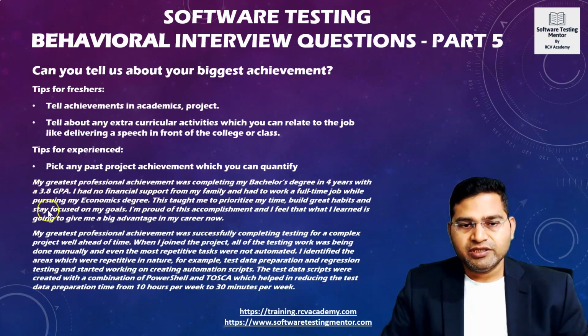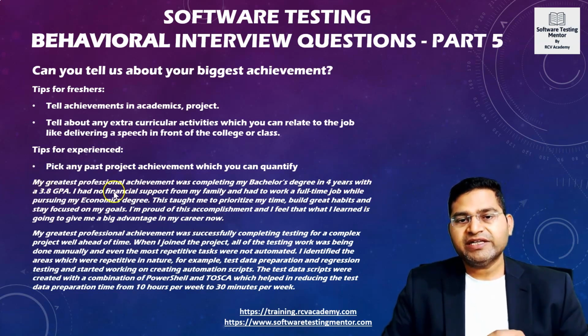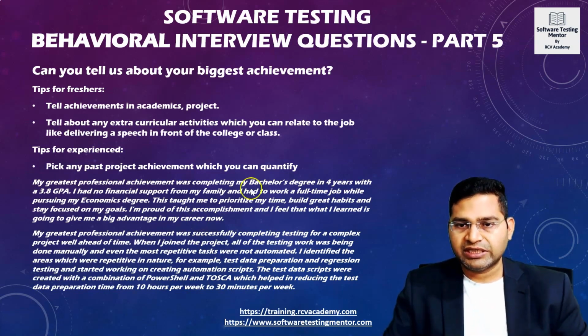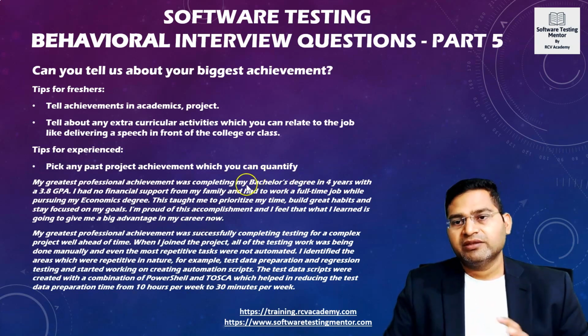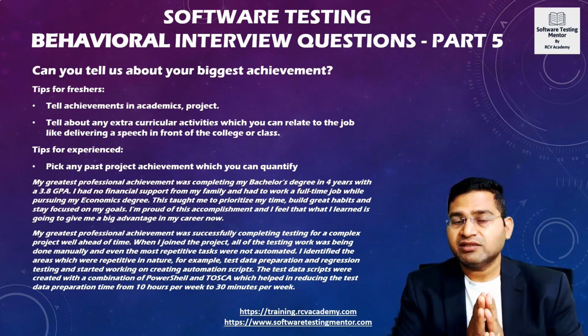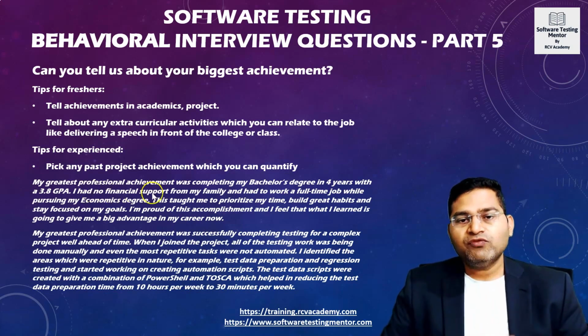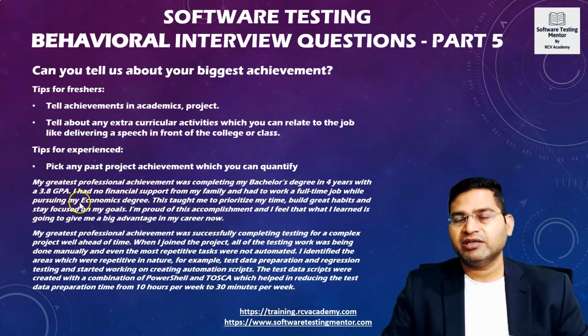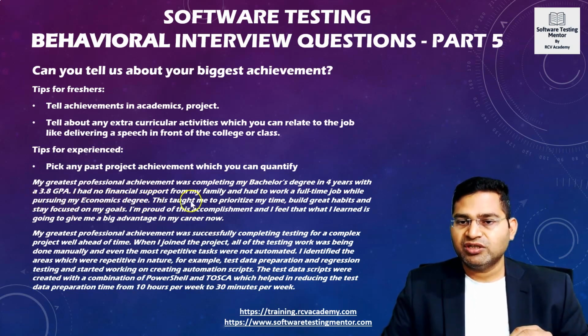So as a fresher, this is the statement that I got from the internet, which looked very good to me. My greatest professional achievement was completing my bachelor's degree in 4 years. You can say whichever specific degree you have completed with a particular GPA, if GPA or academics is applicable. I had no financial support from my family and had to work a full-time job while pursuing my economics degree. You can specify your own degree, whichever degree, engineering degree here.